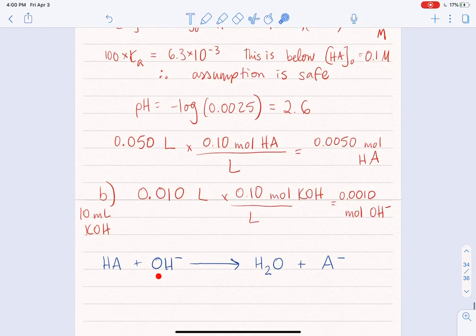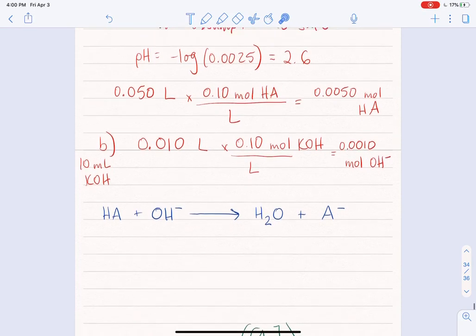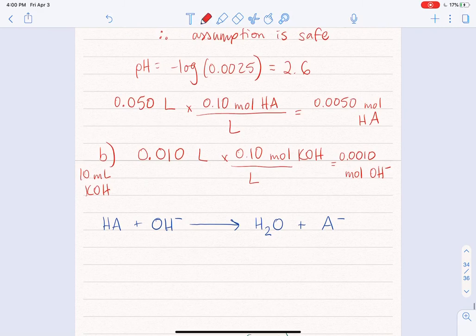If I add hydroxide to benzoic acid, the hydroxide is going to accept benzoic acid's proton to make water and benzoate, which is the conjugate base of benzoic acid. This reaction is going to go to completion because hydroxide is a strong base. So because it goes to completion, when I want to figure out what's going on here, I'm going to make an ICF chart, initial change final, instead of an ICE chart. And I'm going to do my accounting.